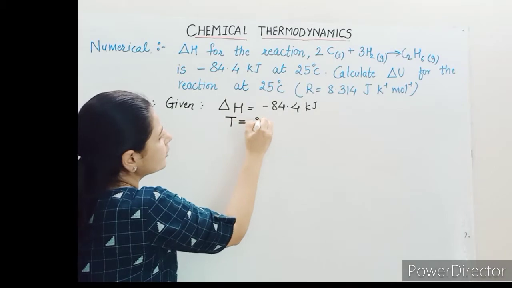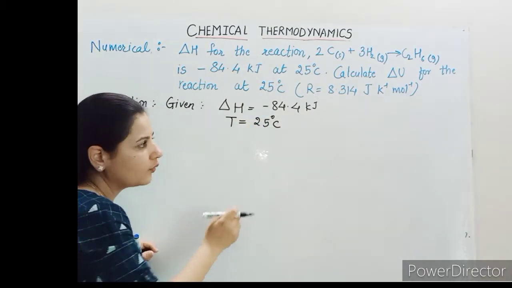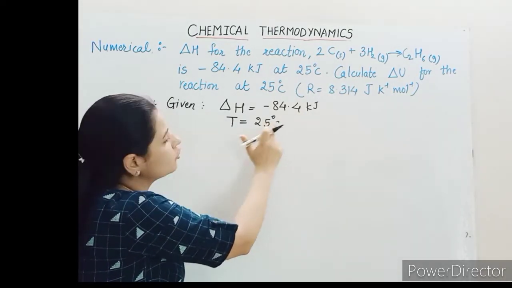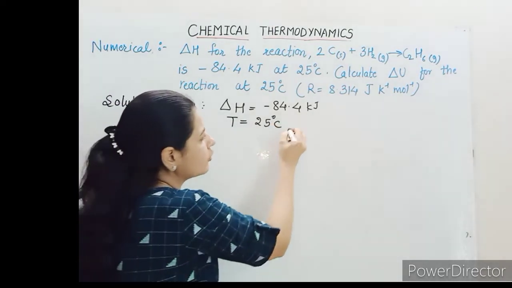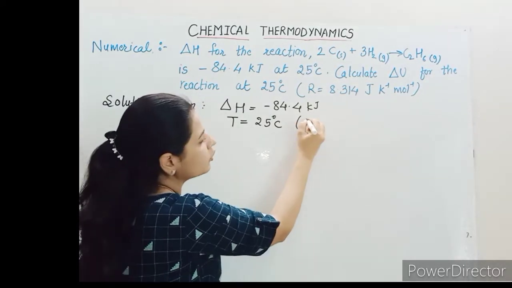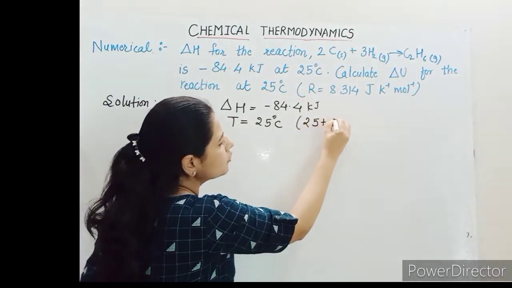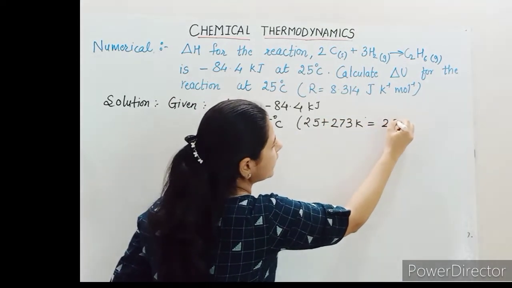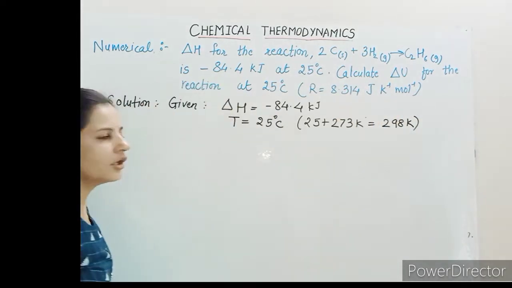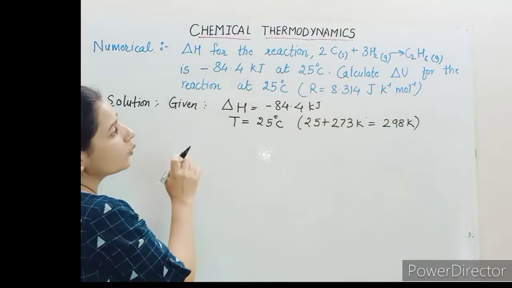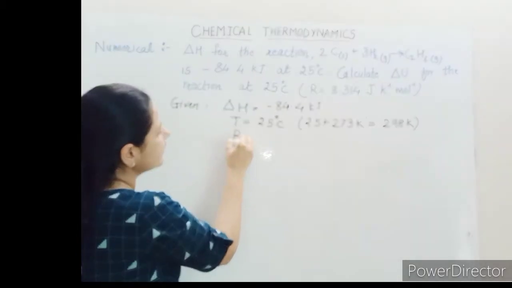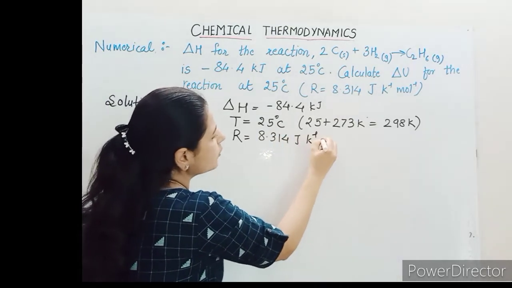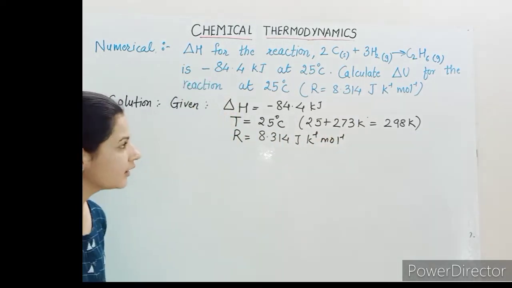And second, temperature T is 25 degrees Celsius. We always have to convert this degree Celsius into Kelvin, because here we are taking kilojoules. So to convert it into Kelvin, we have to add 273, so this will be equal to 298 Kelvin. So T is 298 Kelvin. Then R is given, that is the gas constant, which is 8.314 joules per Kelvin per mole. This is also given to us.